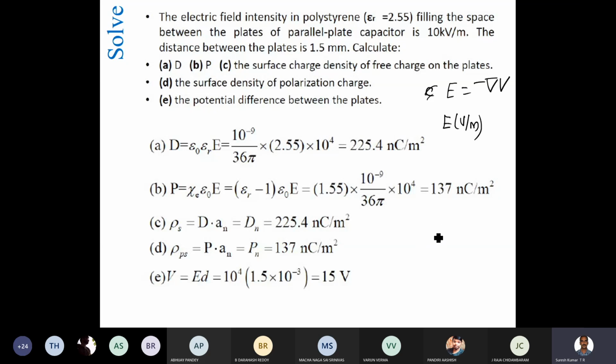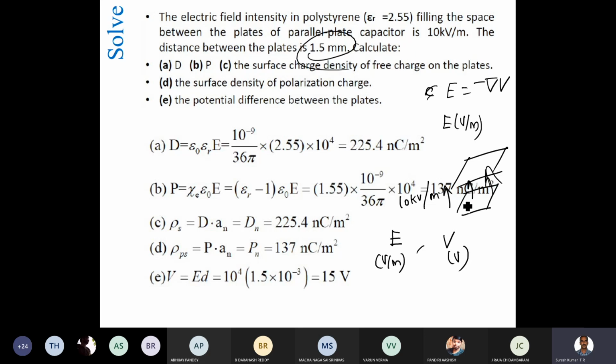If you can't find anything from the field parameter, then look at the units and try to understand from the circuit point of view. Electric field is given and you are asked to calculate potential. E is volt per meter and potential is volts. Between the two plates the electric field is 10 kilovolt per meter, so per 1 meter length the field is 10 kilovolt. What is the length? The gap between the plates is given as 1.5 mm, so you need to multiply with that.